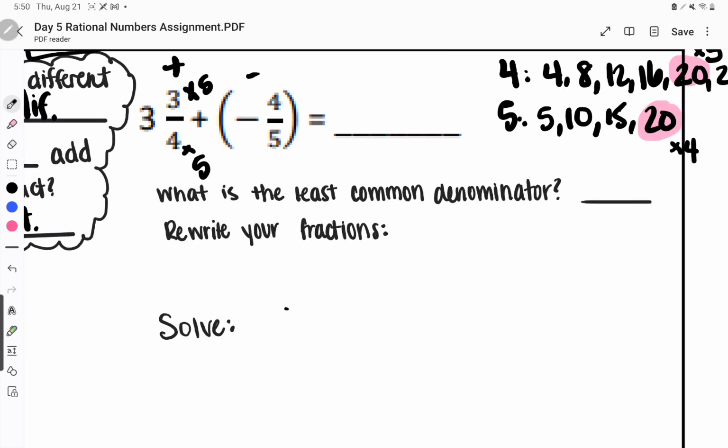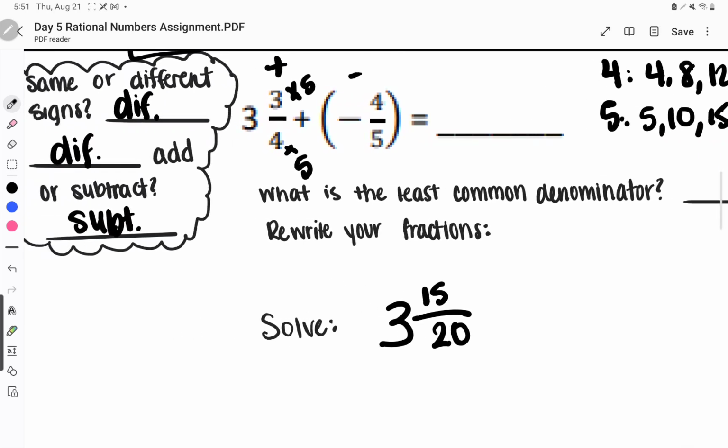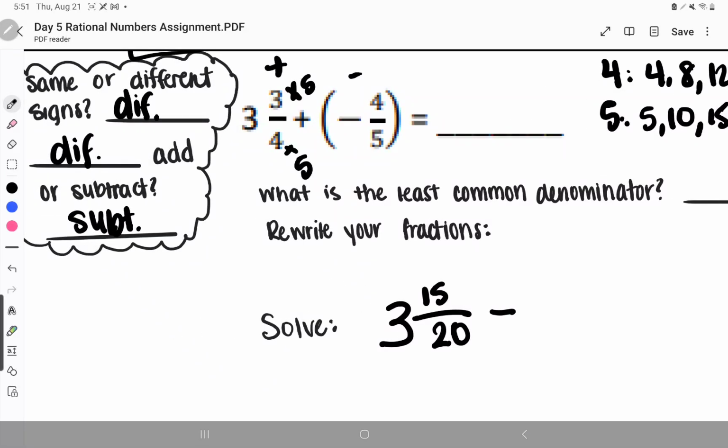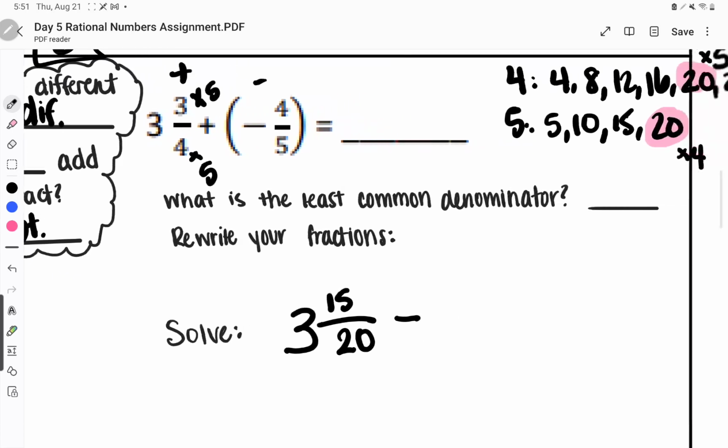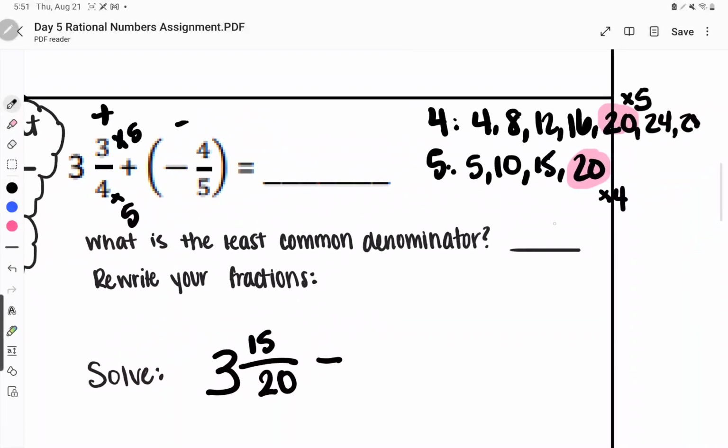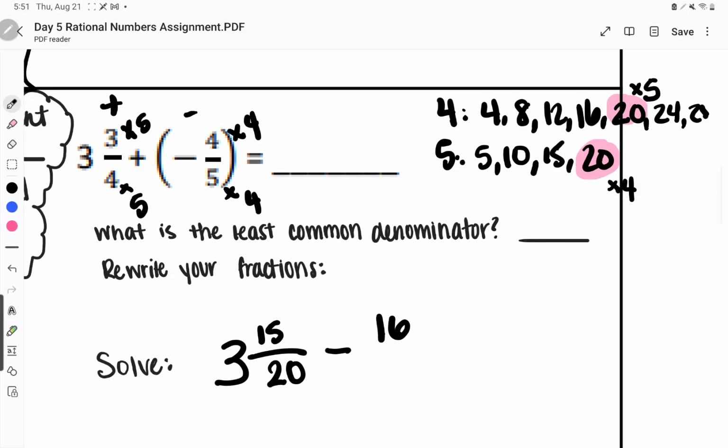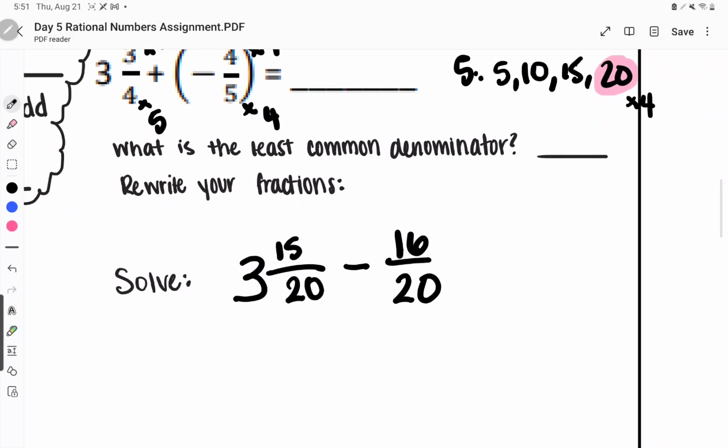So I'm going to keep my big 3, and then I'm going to do 3 times 5, which gives me 15, and then 4 times 5, which gives me 20. And then I'm just going to change this to minus because that's what we're doing. We're subtracting, and 4/5 is negative anyways. So I'm just going to get rid of that plus sign. What do I do to this 5 right here? I multiply it times the 4 because that's what we said we were going to do over here. If I multiply 5 times 4, what else do I have to do? Multiply this 4 times 4. So we have 4 times 4 gives me 16, and then 5 times 4 gives me 20.